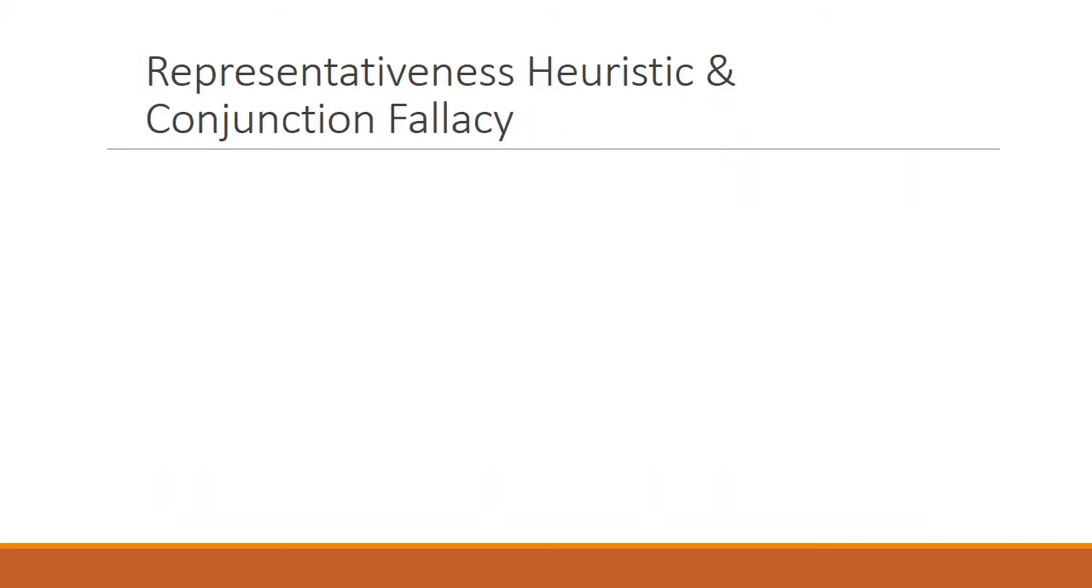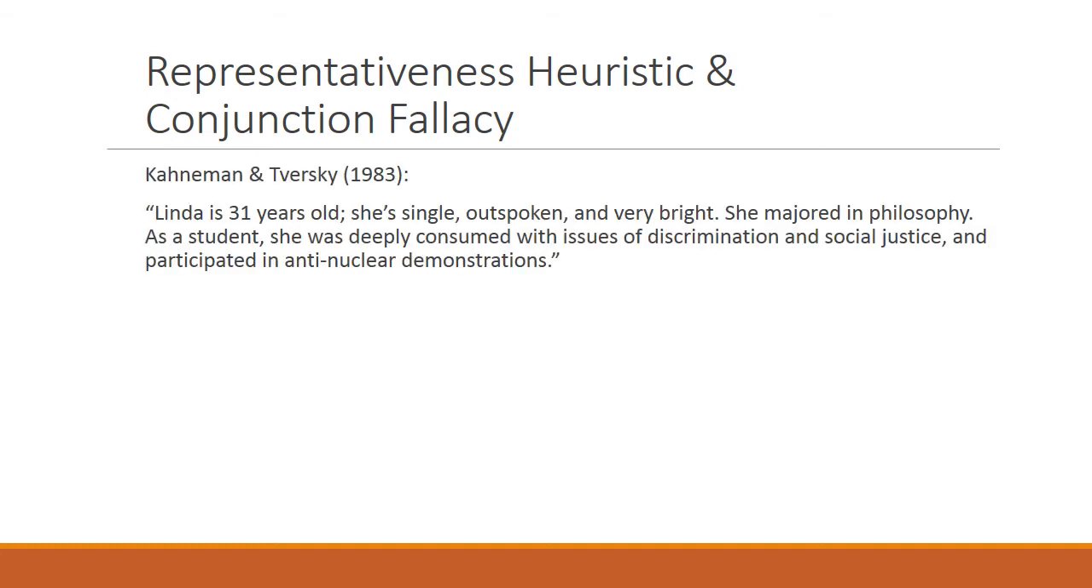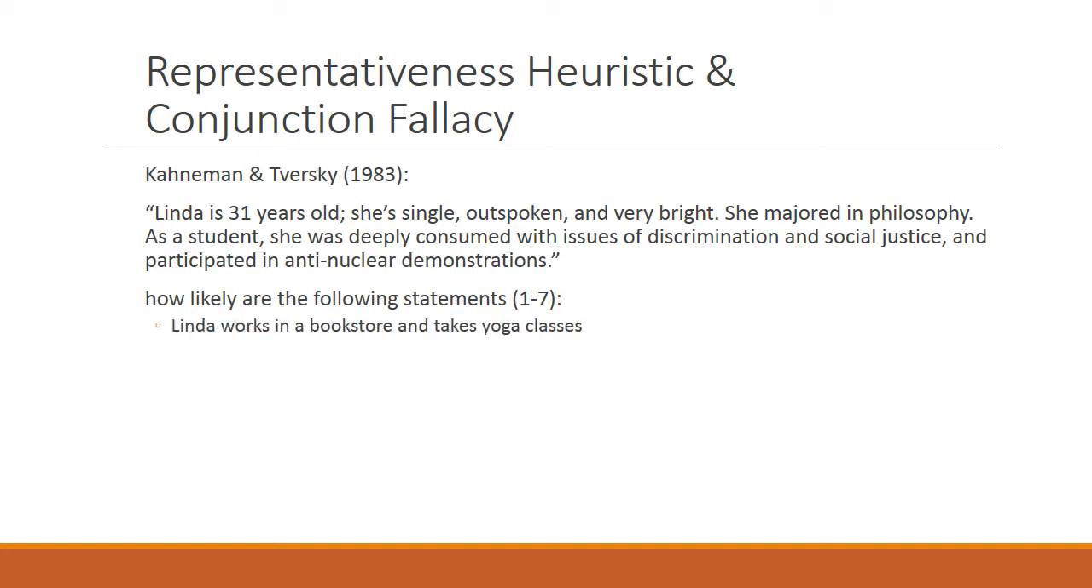A similar example of the representativeness heuristic is the following. So participants might read this paragraph. Linda is 31 years old. She's single, outspoken, and very bright. She majored in philosophy. As a student, she was deeply consumed with issues of discrimination and social justice and participated in anti-nuclear demonstrations. So then participants were asked to rate the following statements on a scale from 1, most likely, to 7, least likely. So Linda works in a bookstore and takes yoga classes.